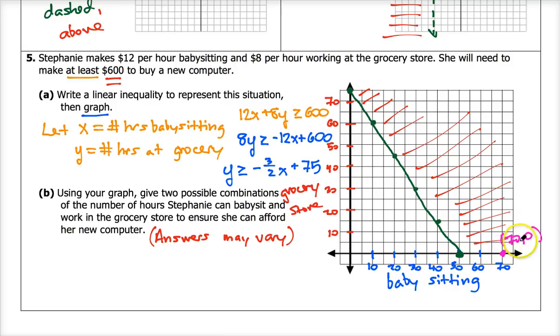That's just saying that Stephanie could babysit for 70 hours and work at the grocery store 0 hours, and that would give her enough to make her $600. So that's one possibility, 70 hours babysitting and 0 at the grocery store.